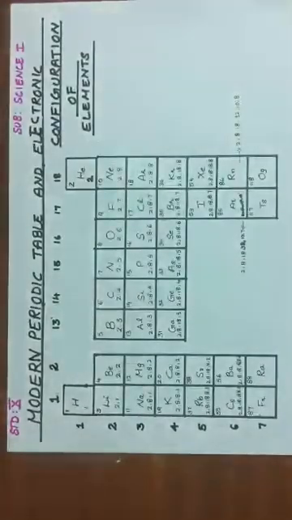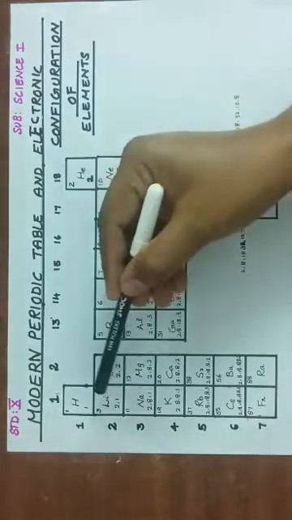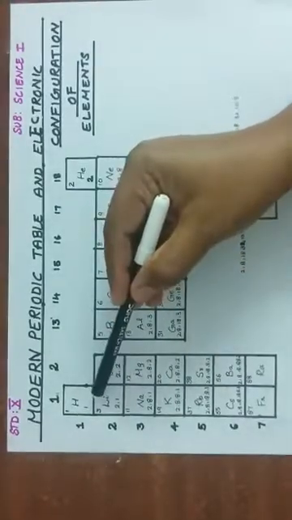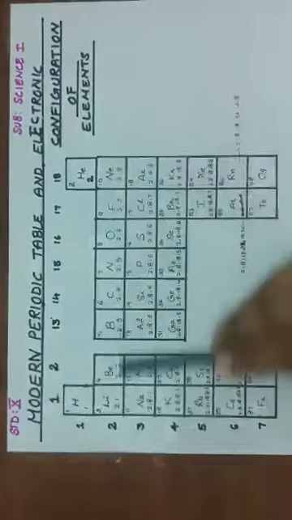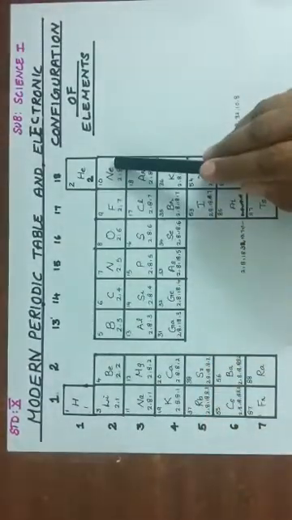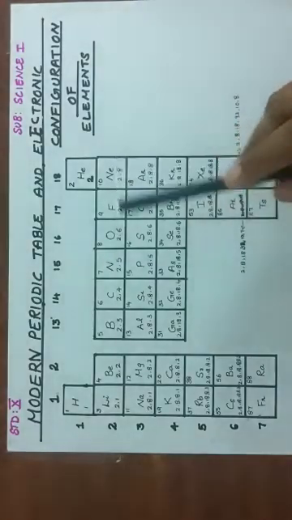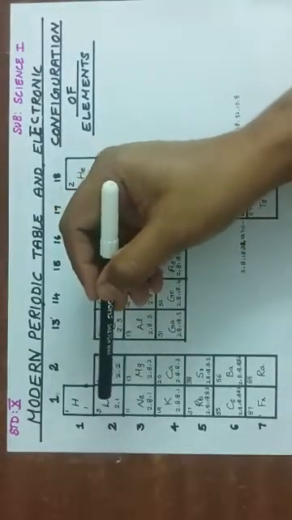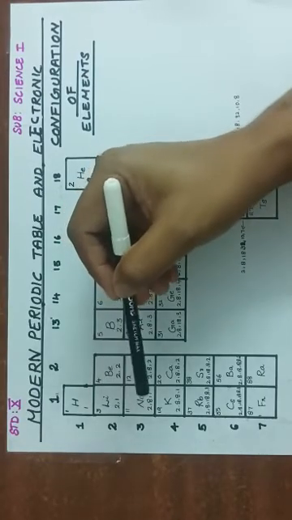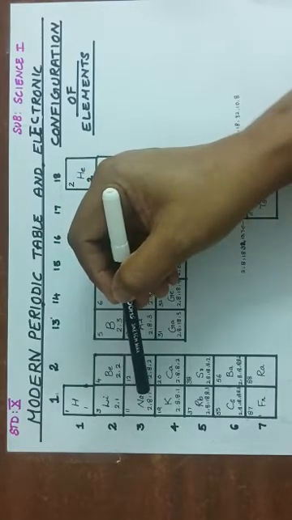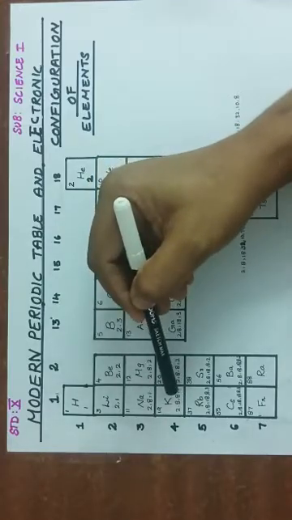Now we are going to see the first trend in the modern periodic table, that is the valency. Now along a group, that means from top to bottom of a group, and along a period, that is from left to right in a period, how valency is changing. Now look at the first group. What is the valency of the first element? 1. What is the valency of the second element? That is also 1. Third element, that is also 1.